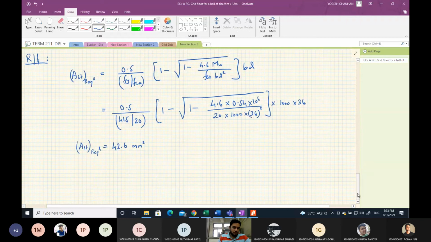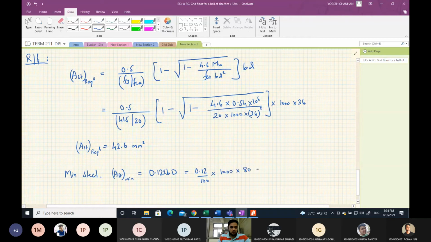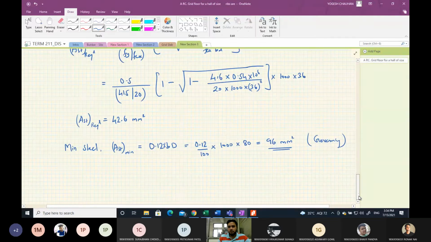So let us find the minimum steel, that is Ast minimum. Since we are using Fe 415 grade, it is 0.12% of the total cross-sectional area. So 0.12 divided by 100 into 1000 into 80. So this comes out to be 96 mm square. So this will be the governing steel. Minimum steel will be the governing.